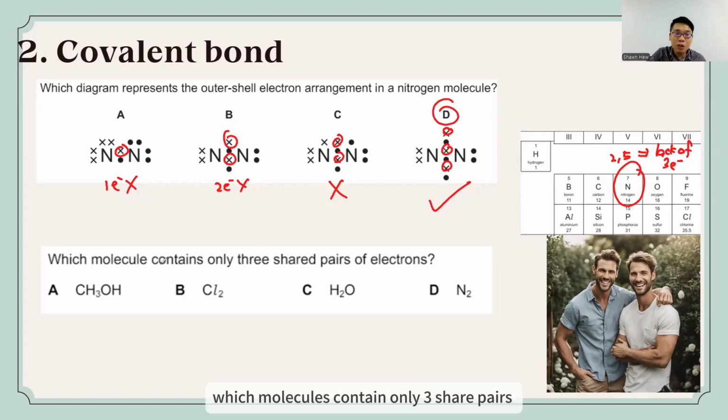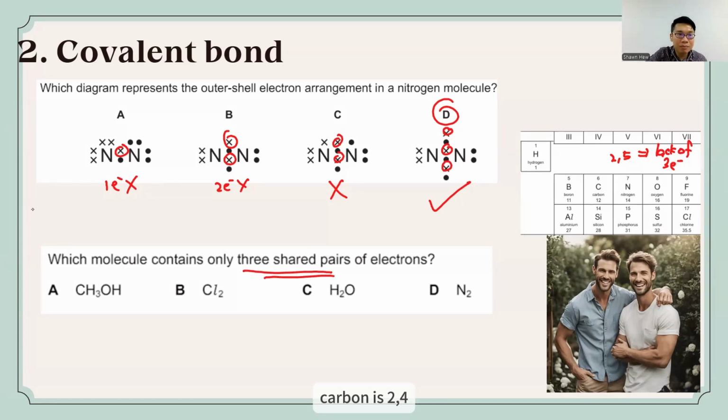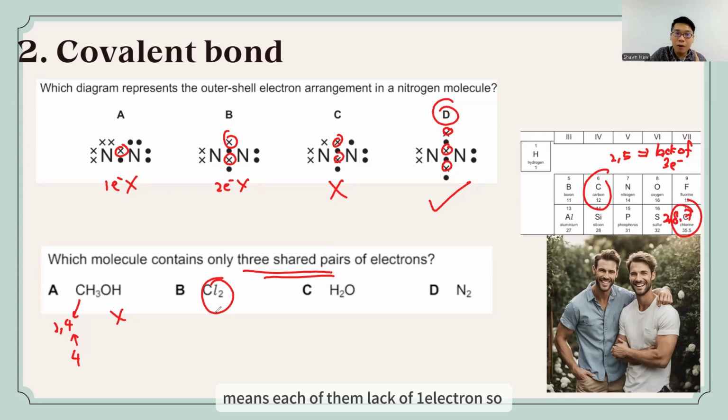Next question, which molecules contain only 3 shared pairs? I need to see one by one. Carbon is 2, 4. They lack 4, so they must share 4 electrons. It's more than 3 shared electrons, so we can directly reject it. Cl is 2, 8, 7, which means each of them lacks 1 electron, so they will share 1 electron pair.